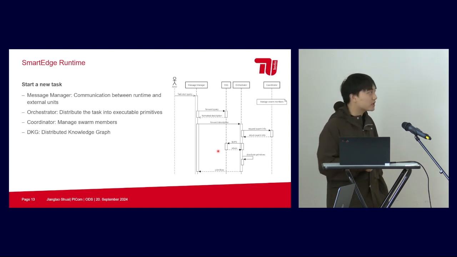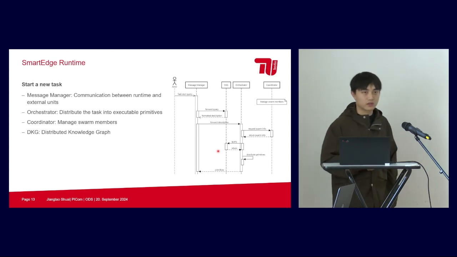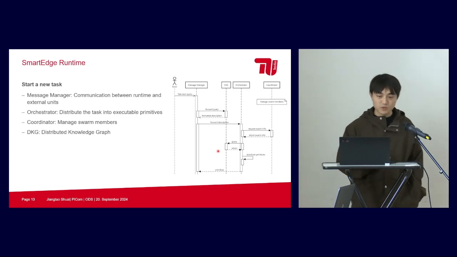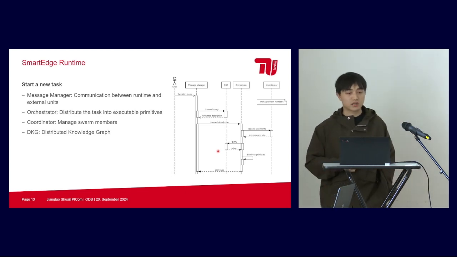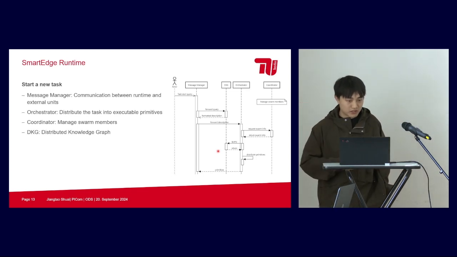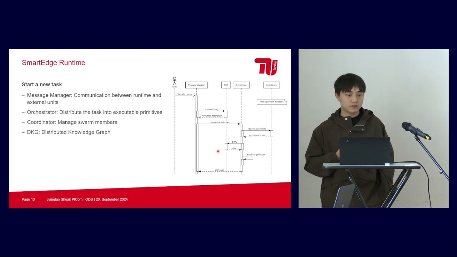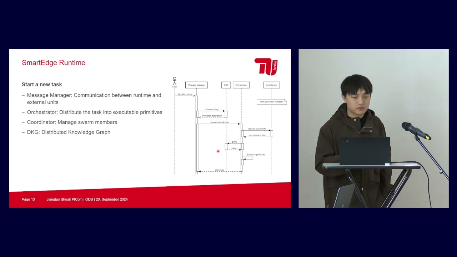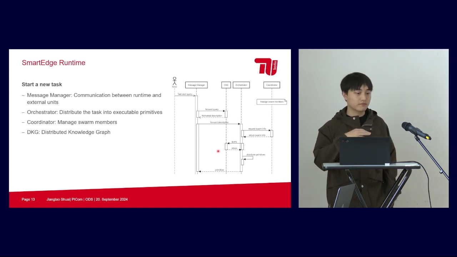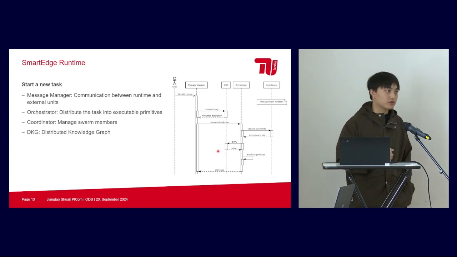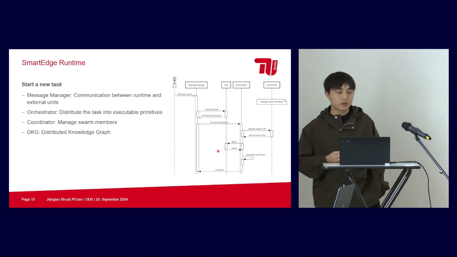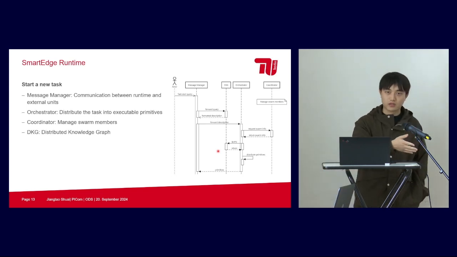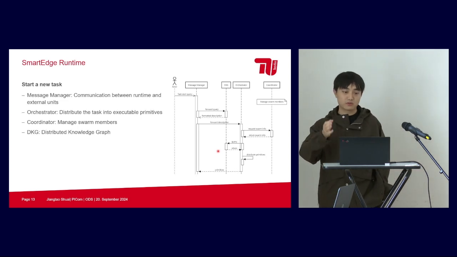As we can see from the right picture, that's the sequence diagram of the logic. We have an actor. It can be a human or another functional component. It will send the task query to start a specific task. This query will be sent to the message manager. As we said, this is the component for communication. The message manager won't do any logical thing for this query. It will just forward it to other units to handle it.